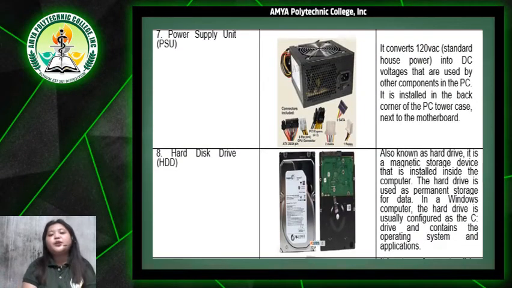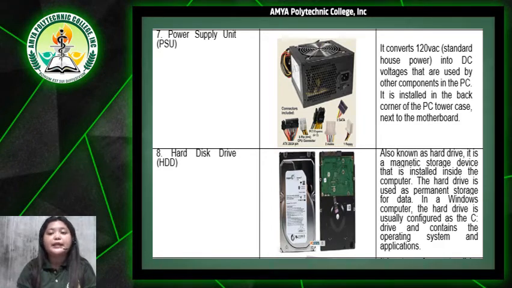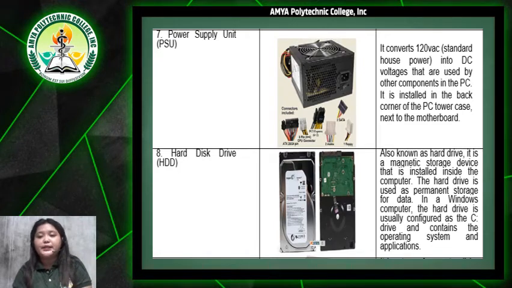Next is the power supply unit, or the PSU. It converts 120-volt standard house power into DC voltages that are used by other components in the PC. It is installed in the back corner of the PC tower case next to the motherboard.